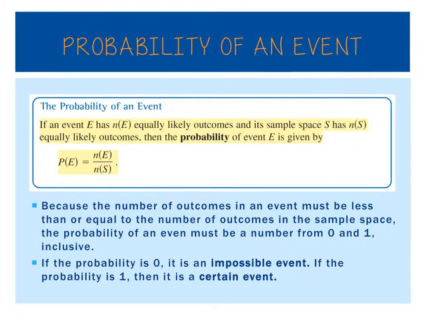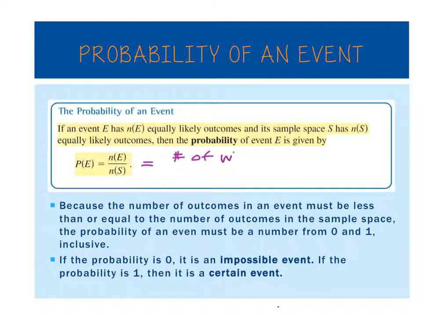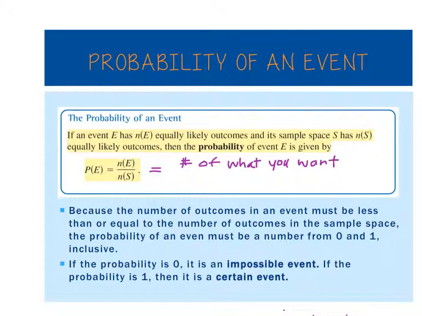Okay, so the probability of an event occurring is going to be represented by a fraction. If an event E has n(E) equally likely outcomes, and its sample space S has n(S) equally likely outcomes, then the probability of event E is given by the number of outcomes in the event you're looking for over the number in the total sample space. So in regular English, it's the number of what you want over the total number of the sample space.